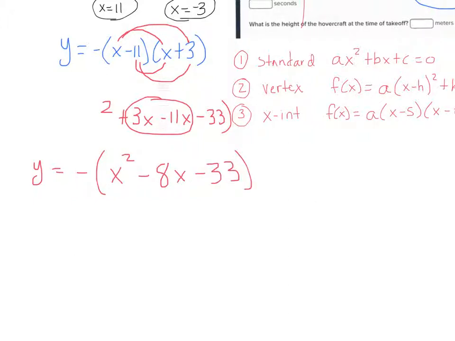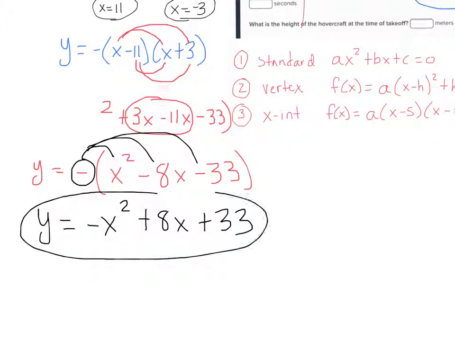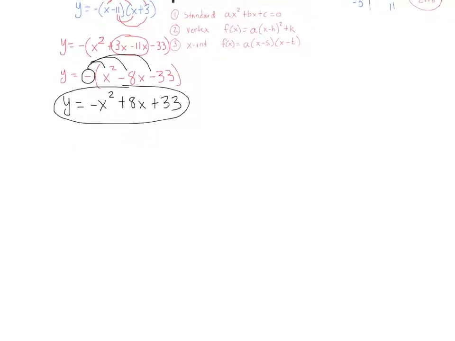Now at this point, what do I do to finish up converting this into standard form? Distribute the negative. I'm going to distribute the negative, and so I have y equals negative x squared plus 8x plus 33. And now I've got it in standard form, and I'm going to circle my standard form equation. Now, what was the point of us putting it in standard form? The point was we wanted to know what the vertex was, right? So the vertex, when something is in standard form, can be found using the formula what? Negative b over 2a. Good.